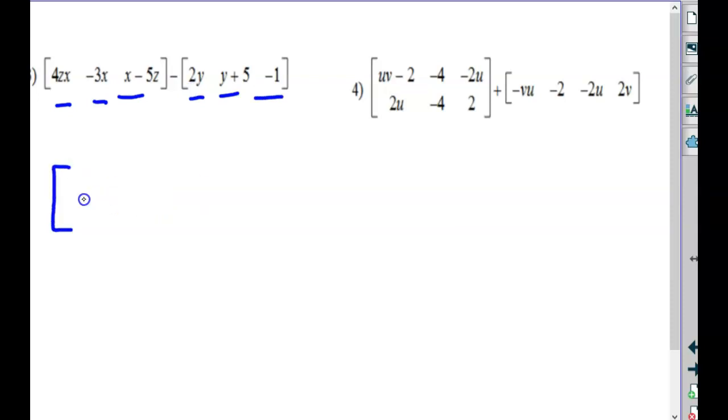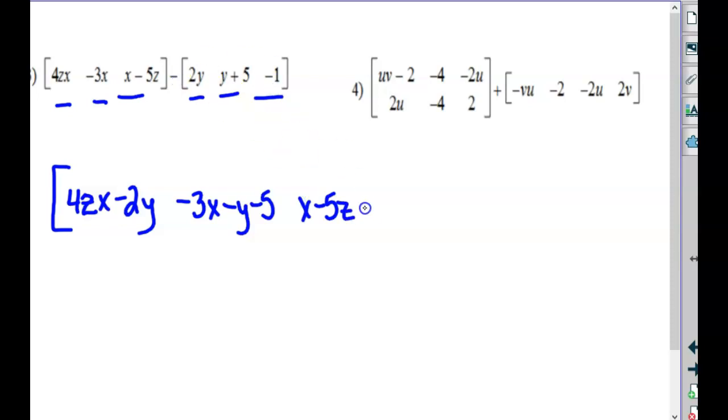Okay, I'm gonna go quick. We're gonna take the first one, 4z minus 2y. Can't combine them. The second one is negative 3x minus this quantity, so it would end up minus y and minus 5. And the last one is x minus 5z minus a negative 1, which would be plus 1.